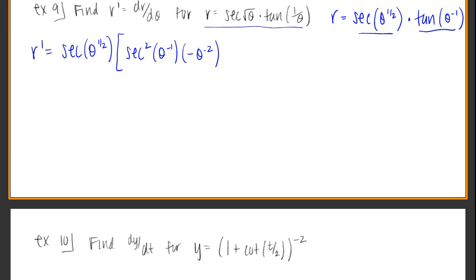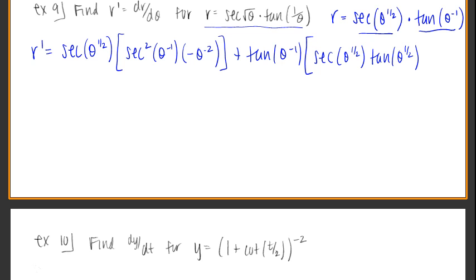Okay, so that's first times the derivative of the second, plus the second times the derivative of the first. So what's the derivative of secant? Well, it's secant of your angle, tangent of your angle, and then all of that times the derivative of our angle, which would be 1/2 theta to the negative 1/2. Woo, this one was long.